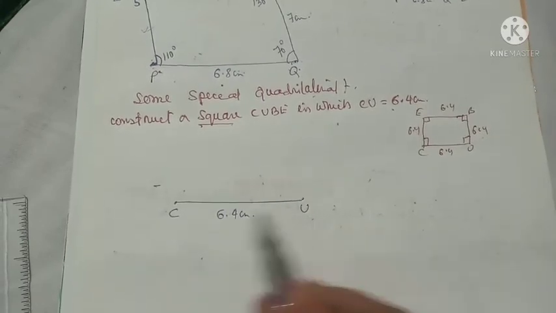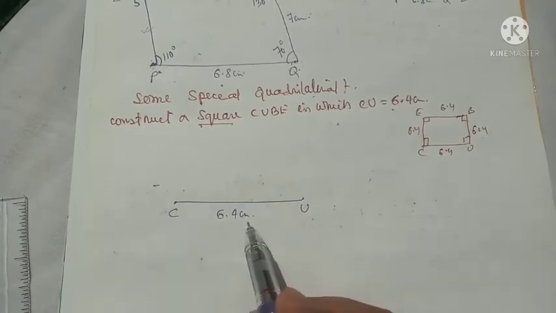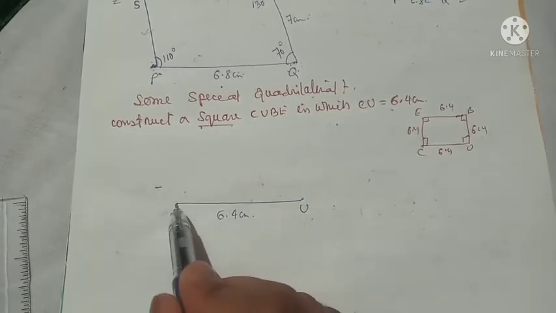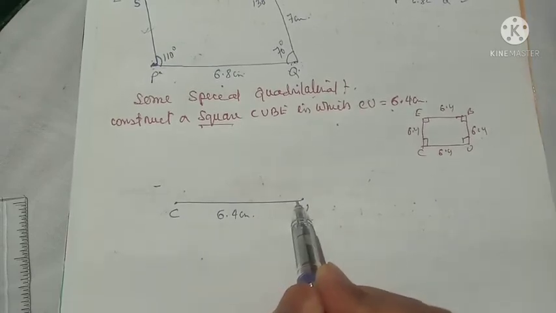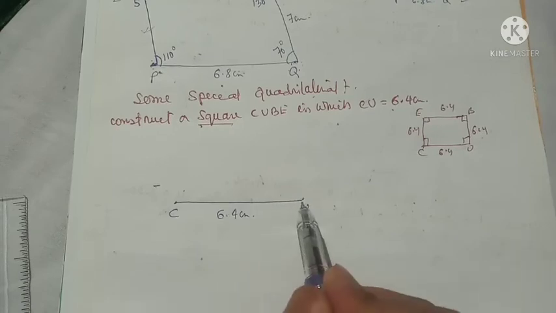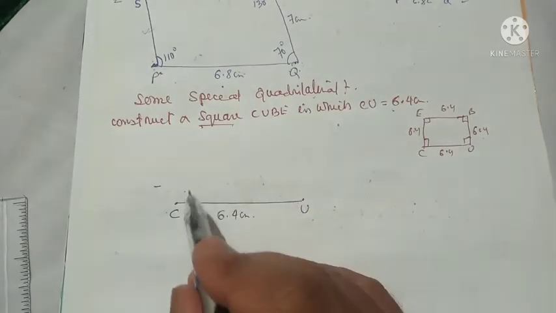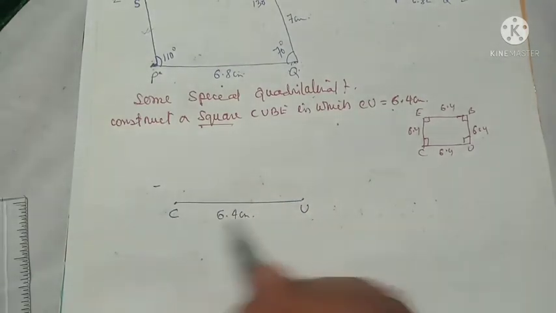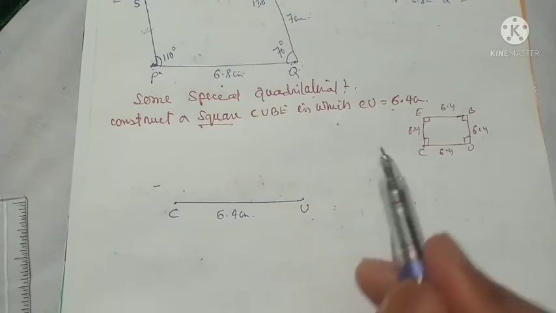We draw one line segment CU of 6.4 centimeters. From C and U, on the line CU, we draw angles UCX and CUY, each equal to 90 degrees.